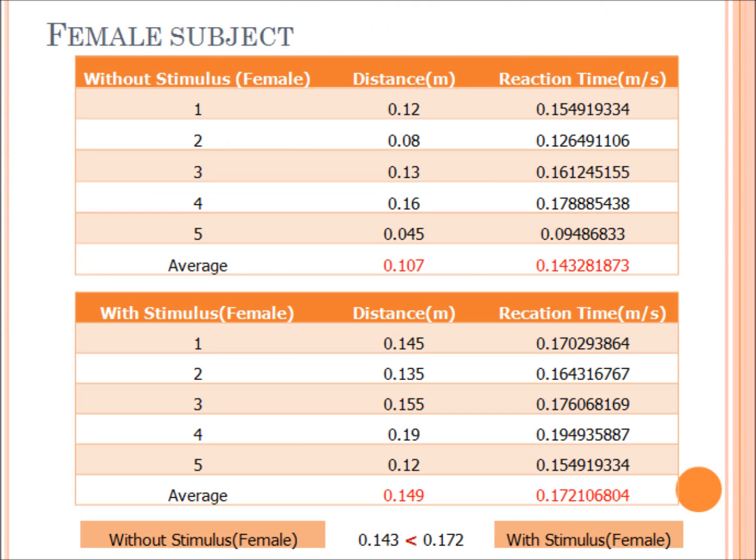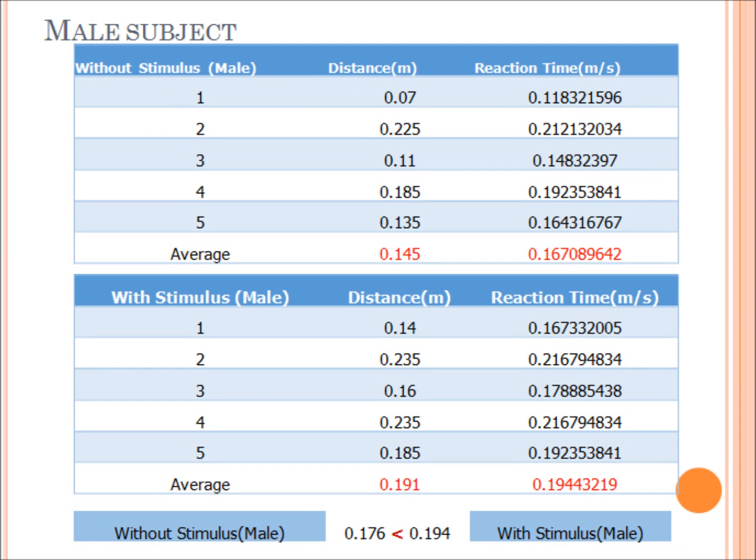Here is my data of the reaction for each female subject, with and without the extraneous stimulus. The average without the extraneous stimulus is 0.143. It is faster than the average with extraneous stimulus, which is 0.172. For the male subjects, the average with an extraneous stimulus is also slower than without an extraneous stimulus.